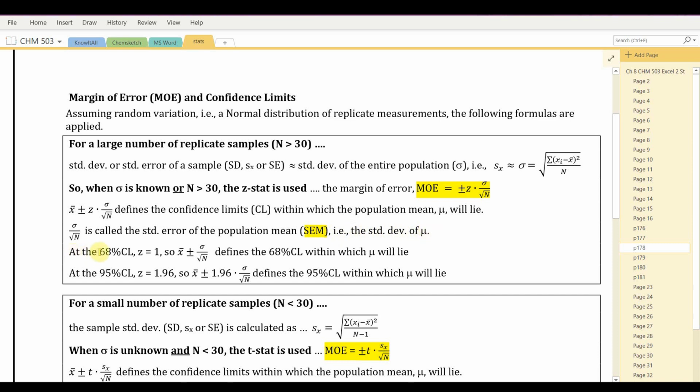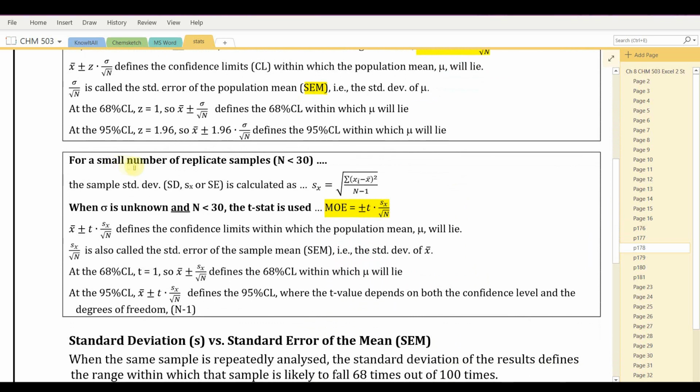At the 68% confidence level, z is equal to 1. And so x bar plus or minus sigma over root of n defines the 68% confidence limits within which mu will lie. But at the 95% confidence limits, z is equal to 1.96, so x bar plus or minus 1.96 times sigma over root of n defines the 95% confidence limits within which mu will lie.